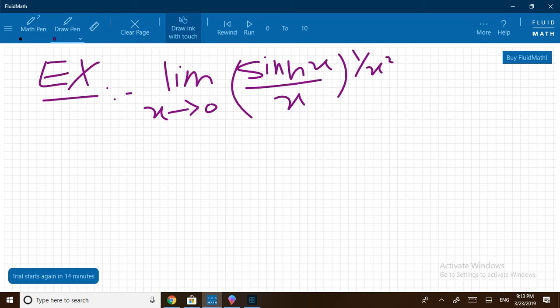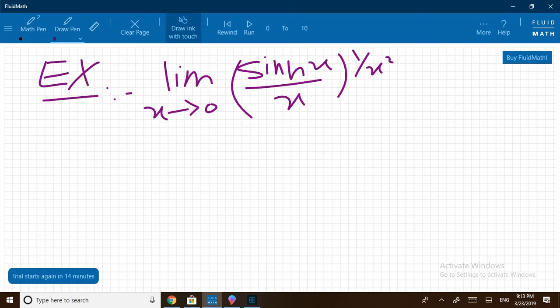Okay, so we want to find the limit by using the L'Hopital rule. So how do we apply the L'Hopital rule? What is the method to apply it? We apply the L'Hopital rule when it is 0 divided by 0 form. So in order to remove this indeterminate form, which is also called 0 divided by 0 form, we use the L'Hopital rule.